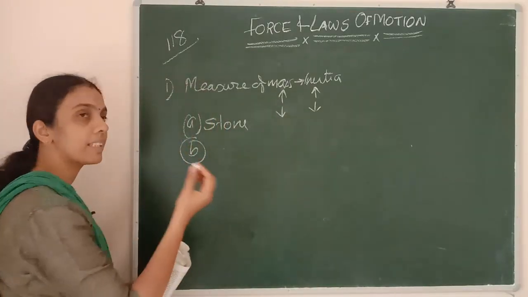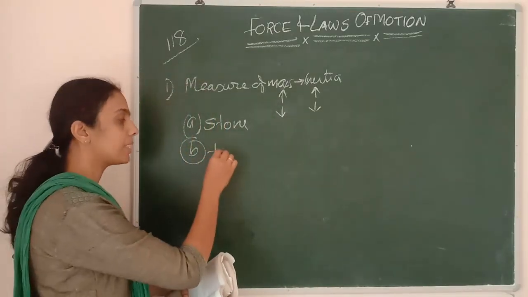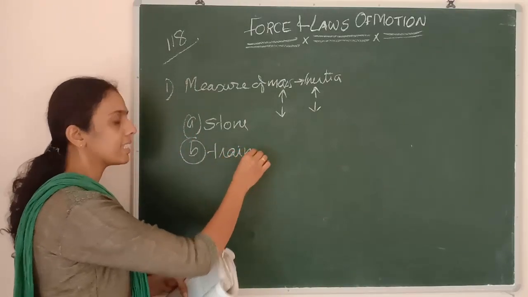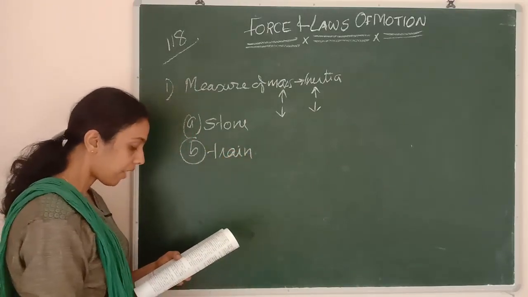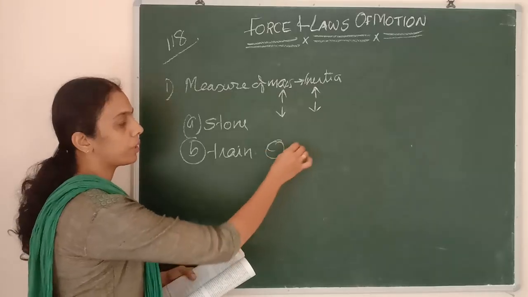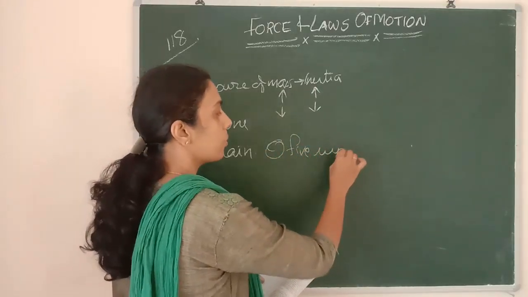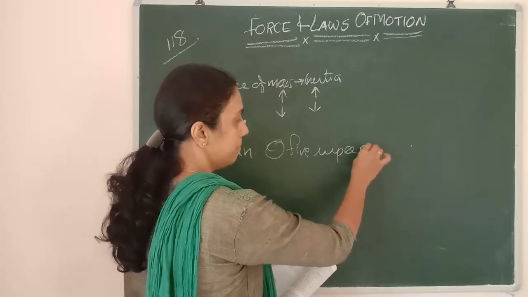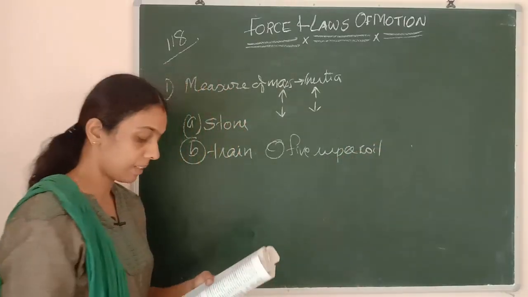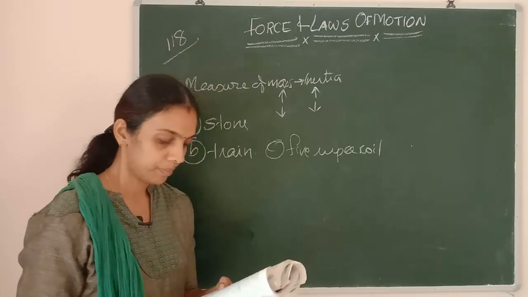Tell me, bicycle and train, which has more mass? Train has more mass. And see, a 5 rupee coin and a 1 rupee coin. Which is the answer? Yes, the 5 rupee coin has more mass, isn't it? So the answer is like this.